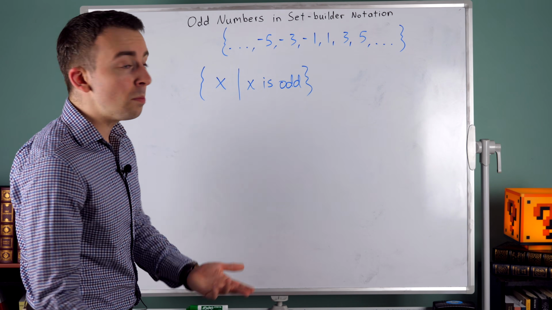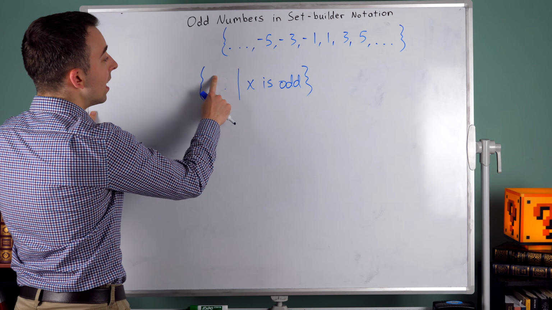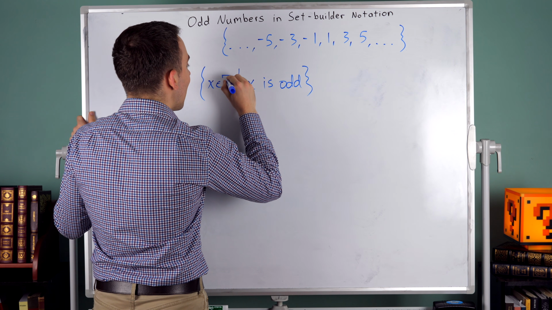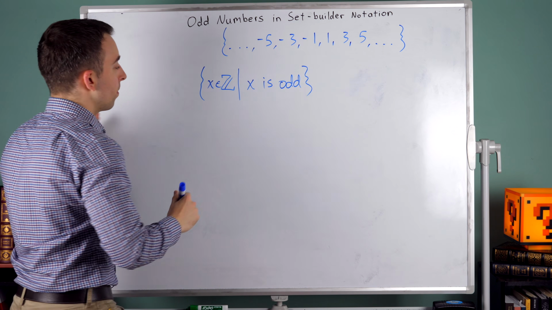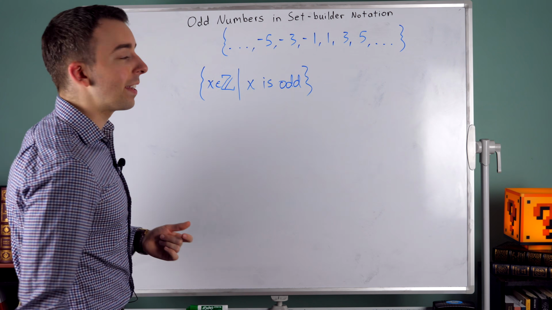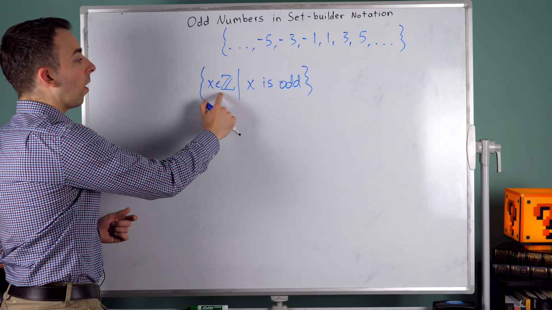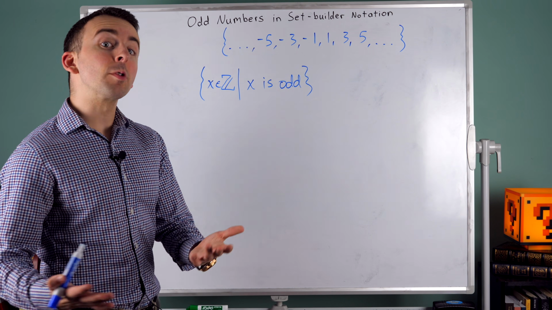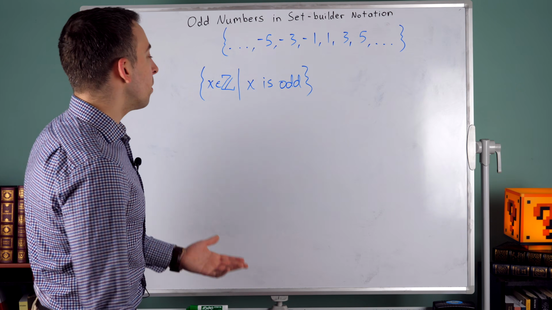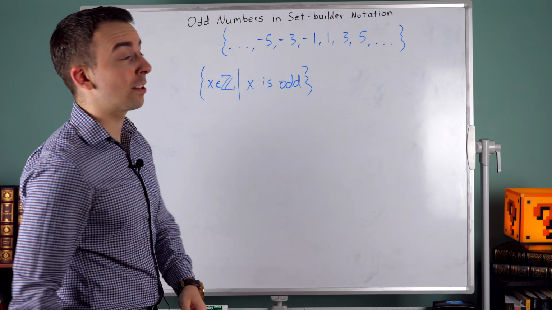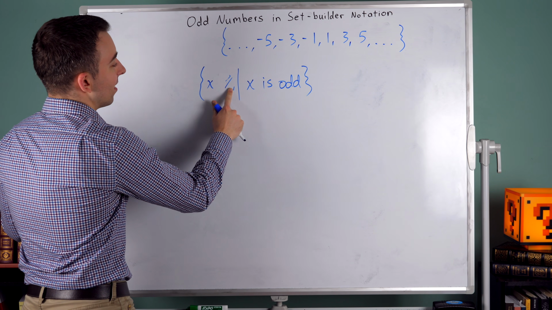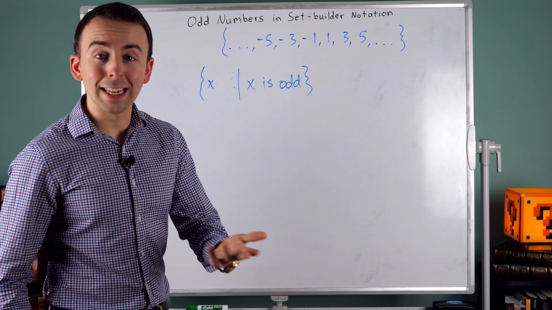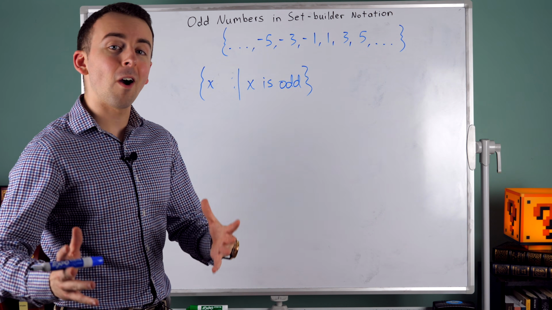Now sometimes we might be a little more specific here on the left. Instead of just writing x, we could say that we're taking numbers from a certain set, so that Z is the set of integers. So this would say we want all integers x where x is odd. However, every odd number is an integer, which is why it's not really necessary to specify that x is an integer, because the condition on the right that forces x to be odd forces it to be an integer too, because only integers are odd.